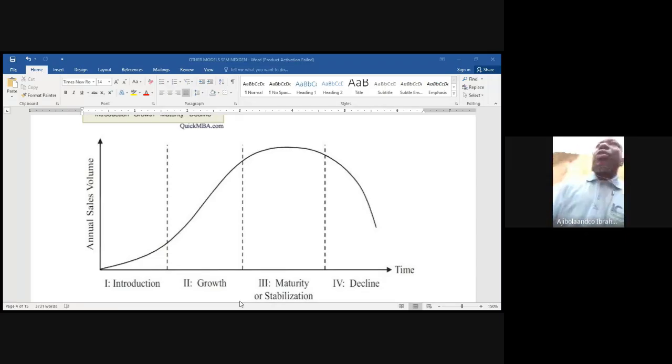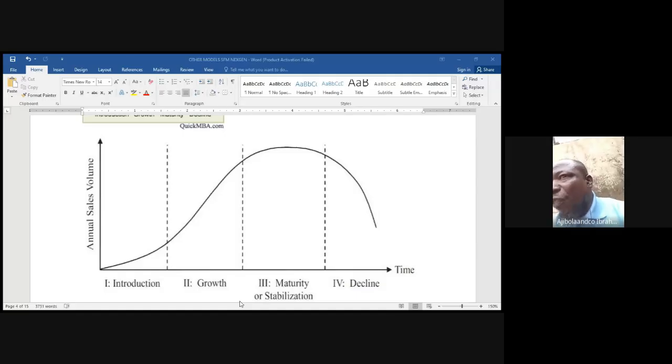Then the last one we are going to discuss before we move on is that the diagram does not show the beginning of an irrecoverable decline. It does not differentiate between a temporary dip in sales and decline.